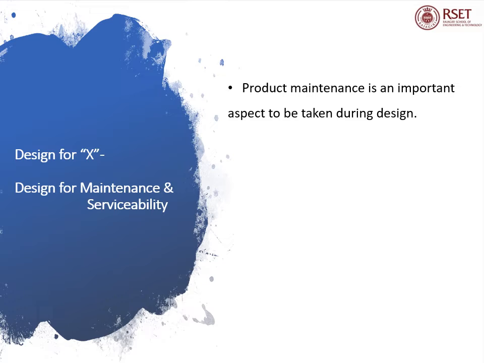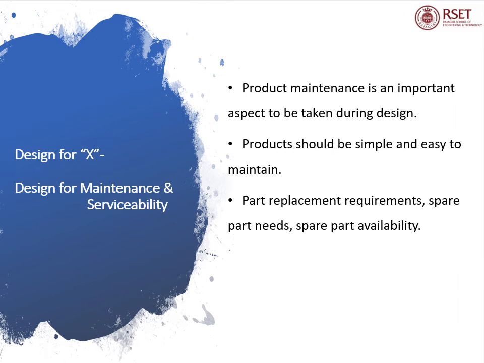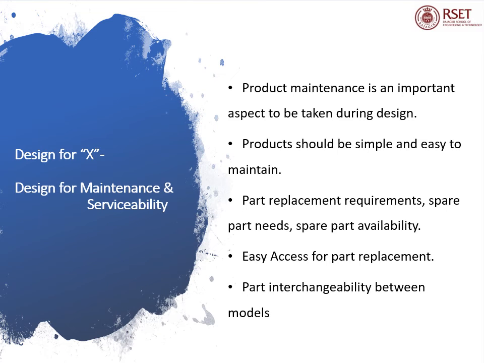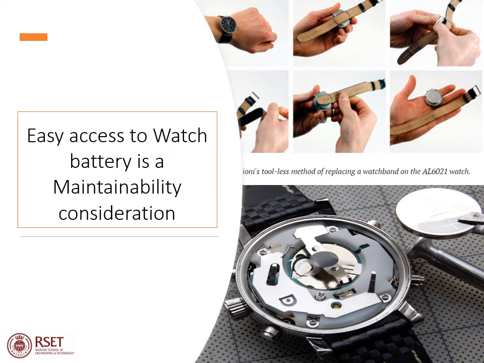Product maintenance is an important aspect to be taken into account during the design phase. The product should be simple and easy to maintain. Part replacement requirements, spare part needs, spare part availability, etc. need to be considered. Easy access for part replacement, part interchangeability between models, etc. should be taken into account. Easy access to a watch battery is a maintainability consideration.